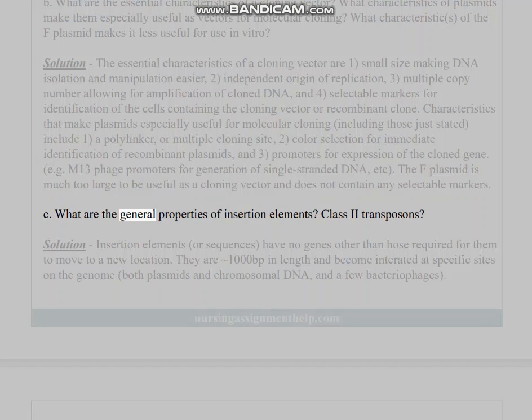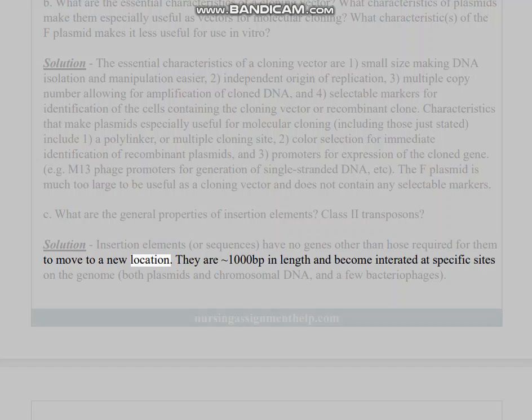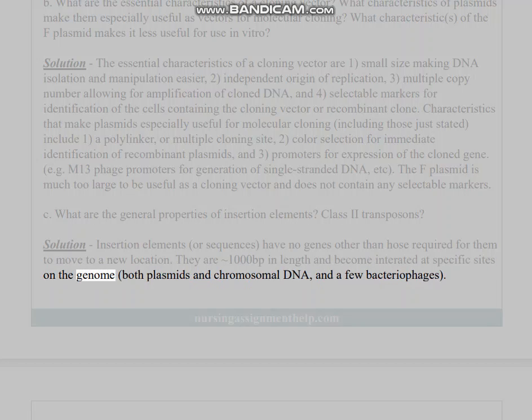C. What are the general properties of insertion elements? Class II transposons? Solution: insertion elements, or sequences, have no genes other than those required for them to move to a new location. They are about 1000 bp in length and become integrated at specific sites on the genome, both plasmids and chromosomal DNA, and a few bacteriophages.